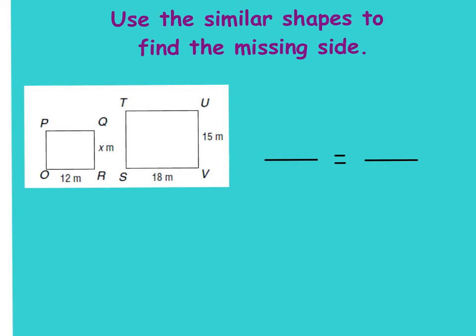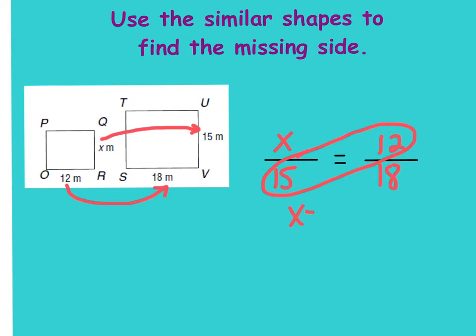Okay, let's see how you did. So if I'm going to use the first method, I'm going to pick a side from one shape and find its corresponding side on the other shape. So the x goes with the 15. Now I go back to that original shape, and the 12 goes with the 18. So my answer is going to be x is equal to 10 meters.